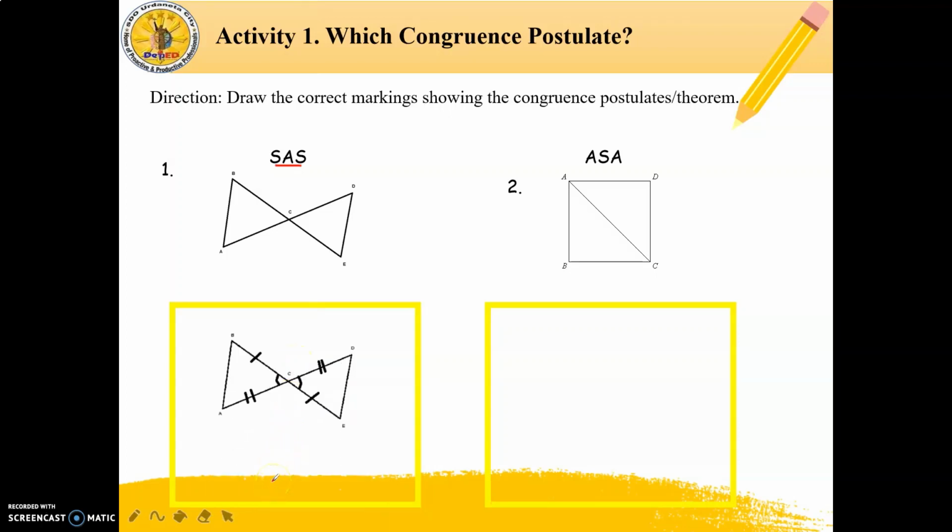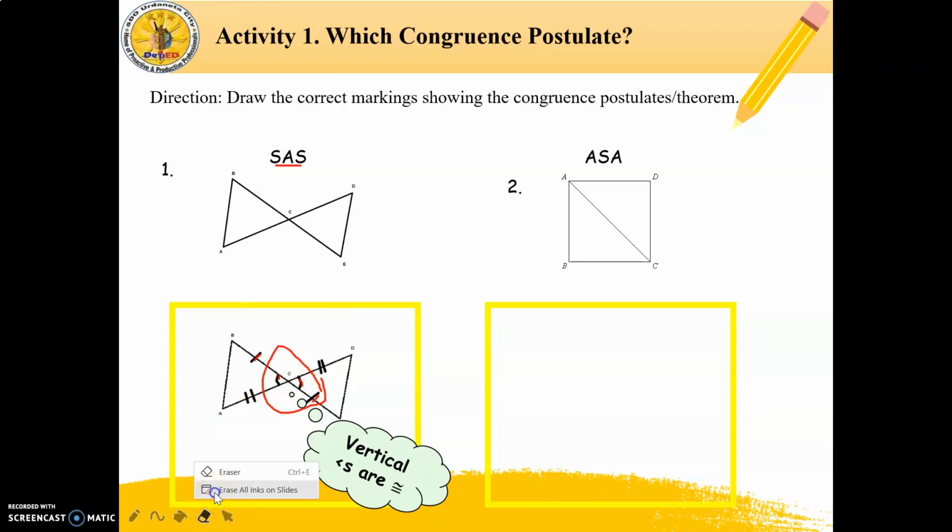And here is the answer. For the two triangles to be congruent using the side angle side, we have to mark the two corresponding sides congruent and its included angle, or the angle between the two adjacent sides. So how do we know that these two angles are congruent? We learned that vertical angles will always be congruent. So the markings alone help us identify what congruence postulate or theorem was used.